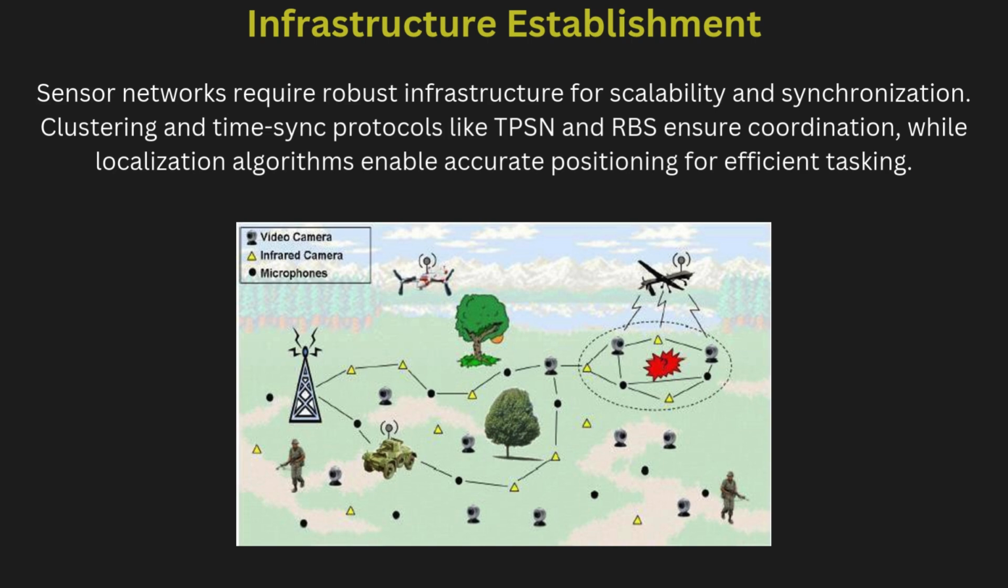Time synchronization protocols like TPSN and RBS ensure coordination across the nodes. Localization algorithms help the nodes to determine their positions. It is also essential for tasks like routing. Techniques like single hop and multi hop localization adapt to network size and the deployment environment. Establishing a robust infrastructure enhances network reliability and supports applications like disaster monitoring, healthcare, and precision agriculture.